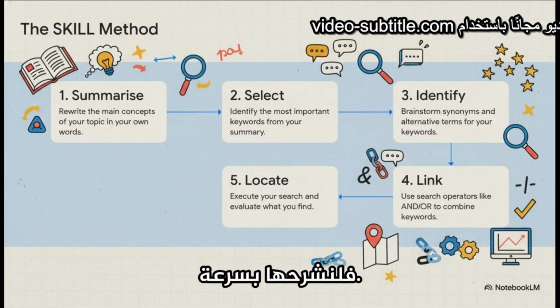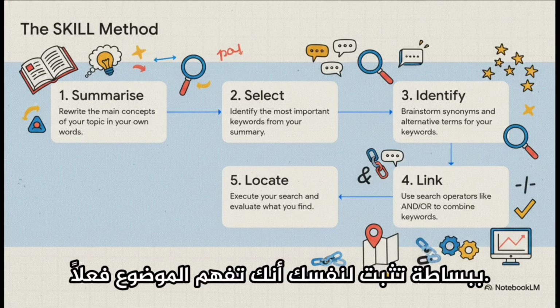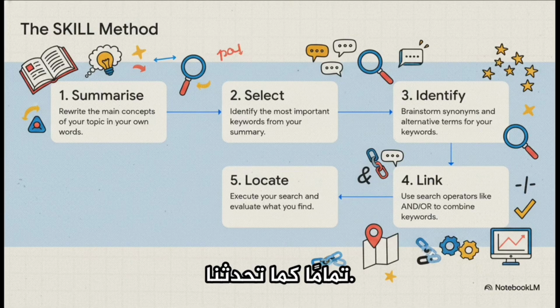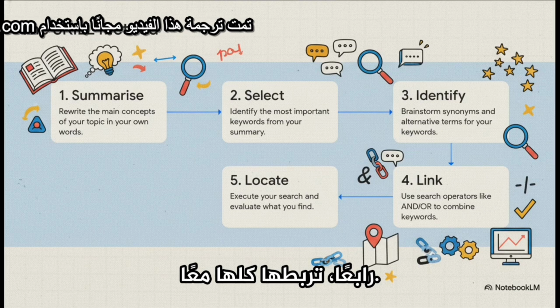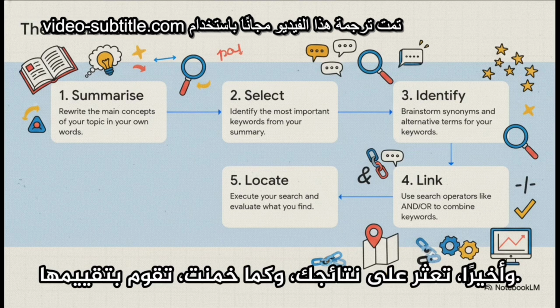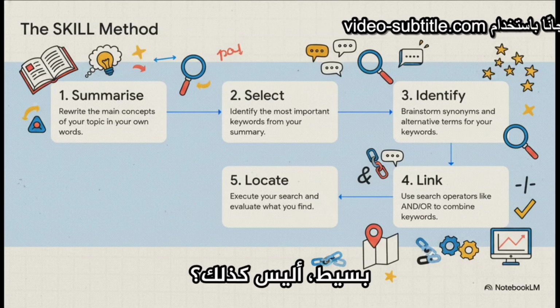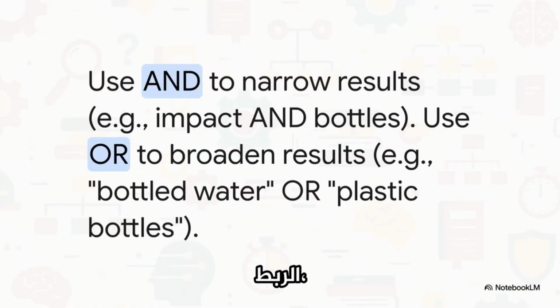So let's break it down real quick. First, you summarize, basically prove to yourself you actually get the topic. Then, you select your keywords, just like we talked about. Third, you identify synonyms, which gives you more options. Fourth, you link them all together. And finally, you locate your results and, you guessed it, evaluate them. Simple, right? That's SKILL.